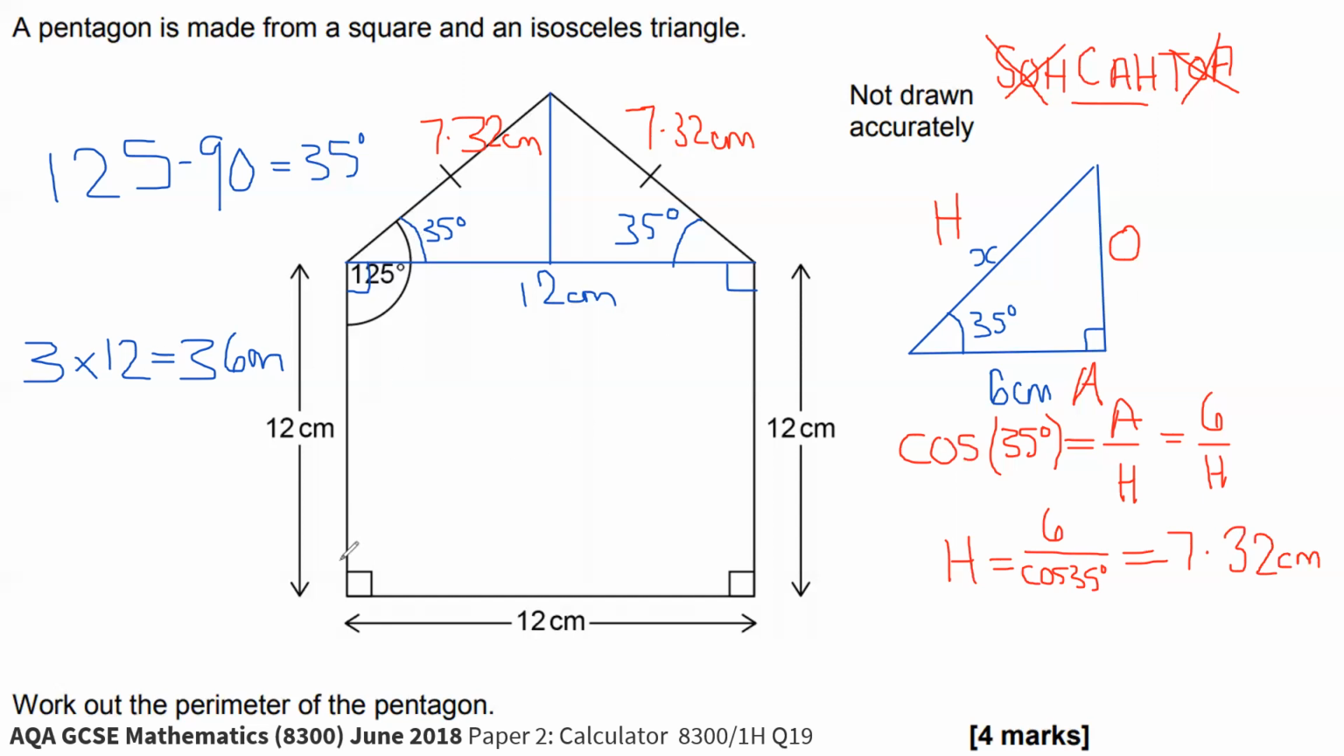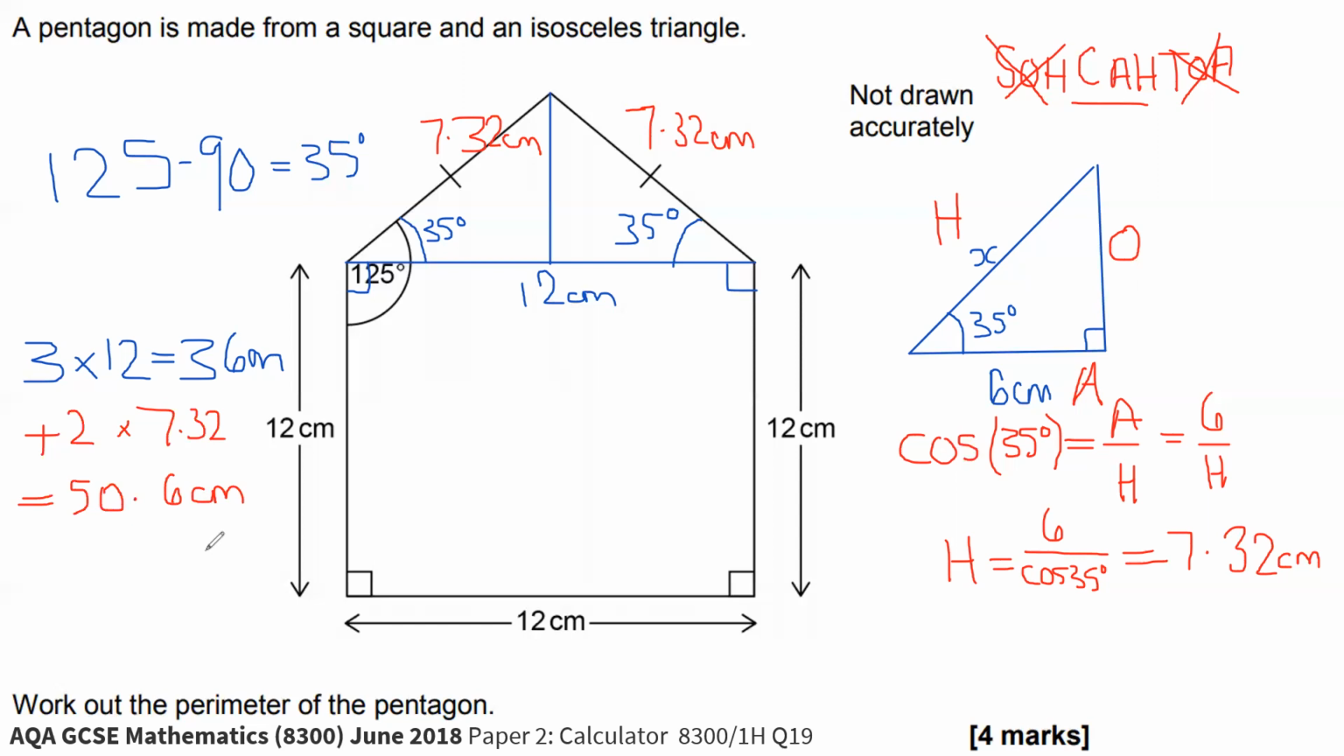We know that the perimeter of this bottom bit of the square is 36 centimeters, and then the length of these two sides are going to add up to about 14.6. So if we add all of those together, then if we add 2 times 7.32, we're going to get a total of 50.6.